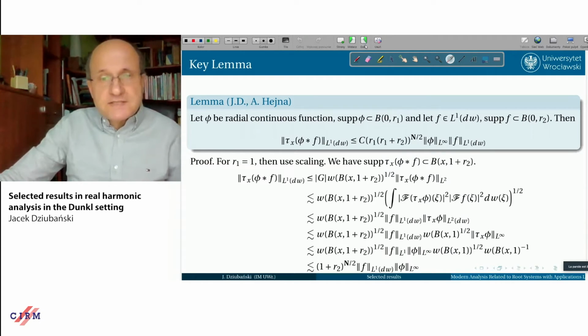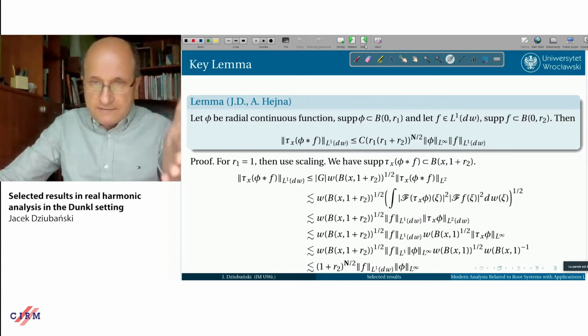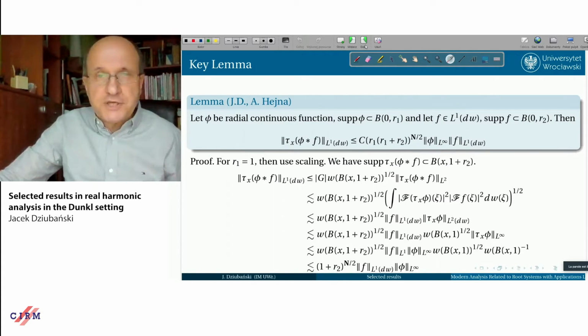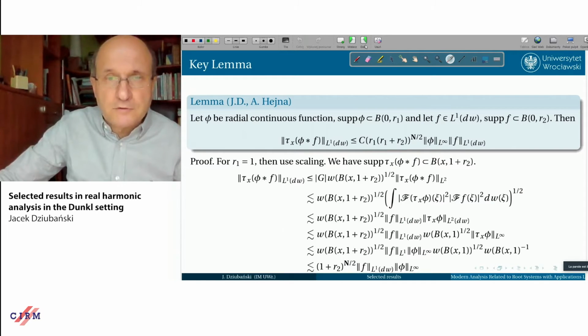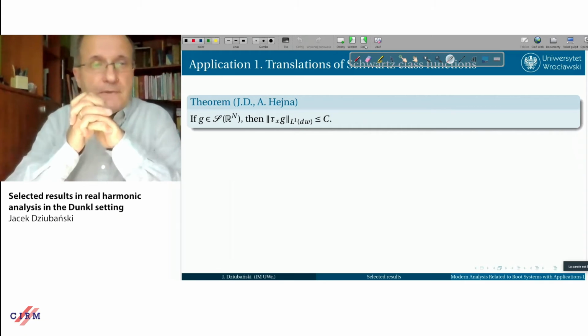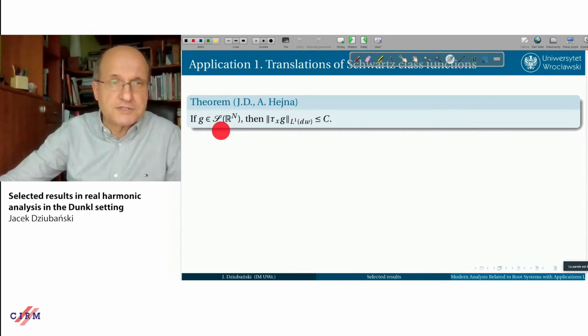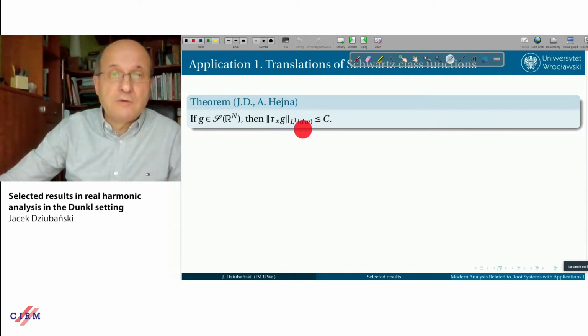So this is the proof, and I will of course skip the proof. It is again not a difficult proof. The whole proof is written here, and I will skip it, but I want to present you some consequence of this theorem. So the consequence is the following. If we take, for example, a Schwartz function, we take the translation of this function by vectors x, then the L1 norm is controlled by a constant c, which is independent of x.